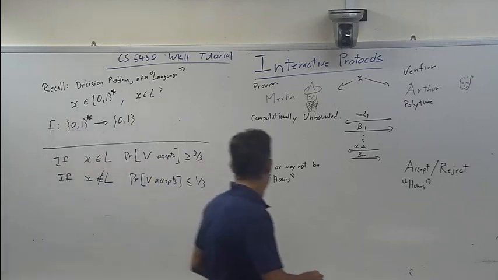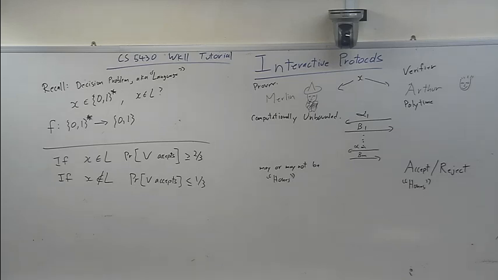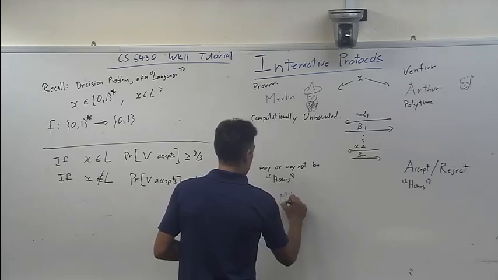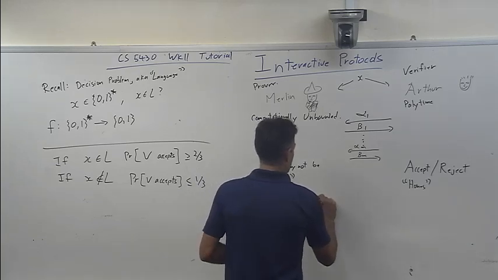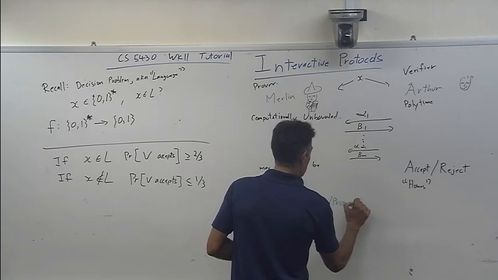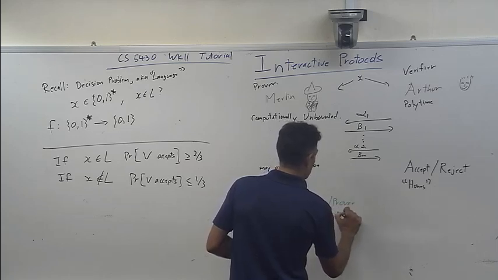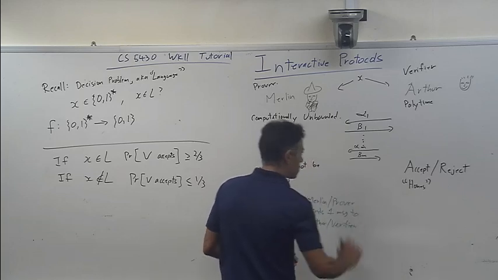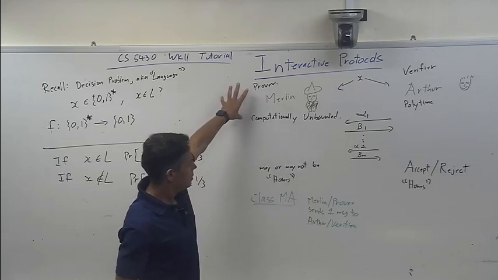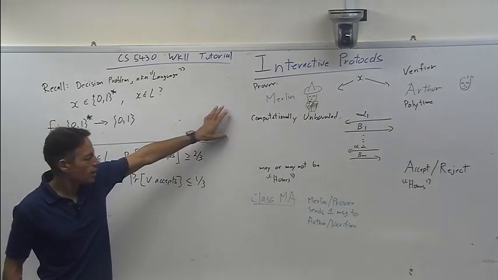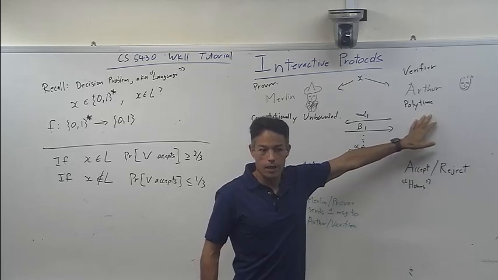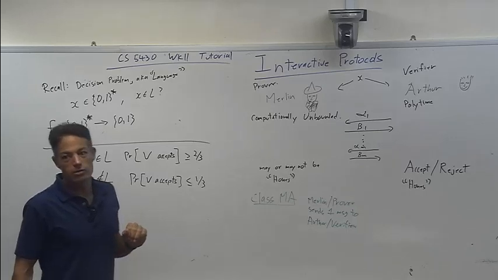So for example, with that definition in mind, let's talk about class MA. Basically, Merlin, the prover, sends one message to Arthur, the verifier. Merlin can spend as much time processing as he wants to. He can do everything. And he's going to send something to Arthur. And Arthur, in polynomial time, is going to make a decision of whether or not X is in L. What does that remind you of?